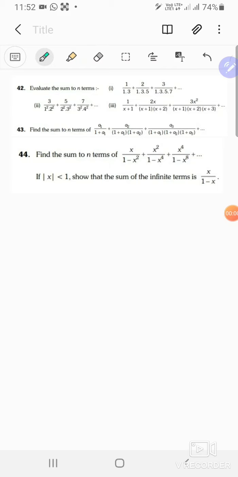Okay, cool. So this question says evaluate the sum to n terms. The first part is 1 upon 1 into 3 plus 2 upon 1 into 3 into 5 plus 3 upon 1 into 3 into 5 into 7. Okay, so what's the deal?